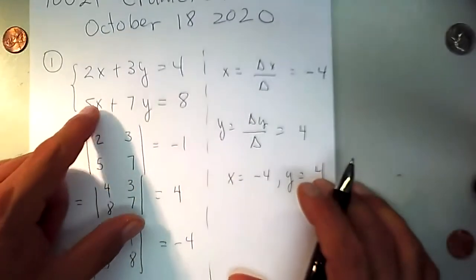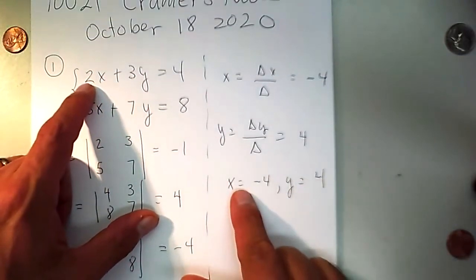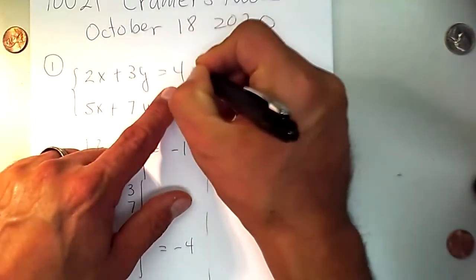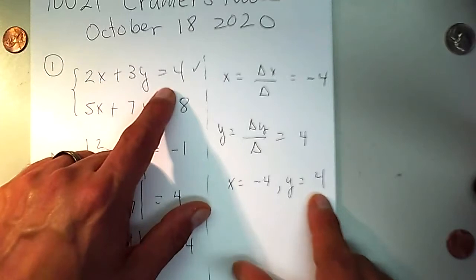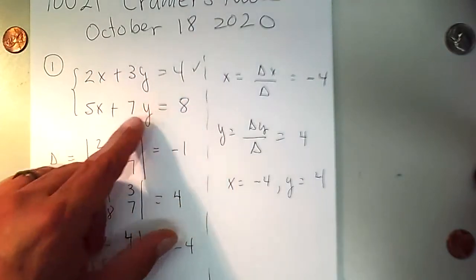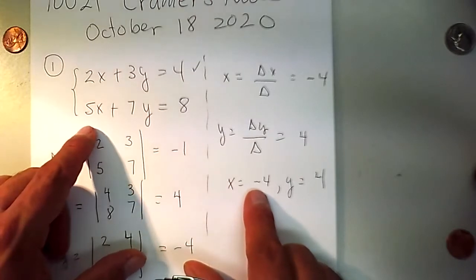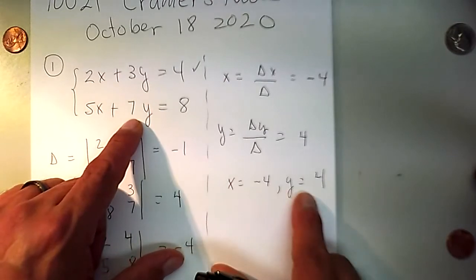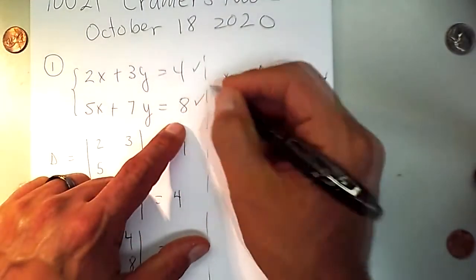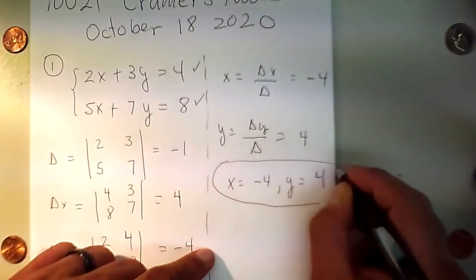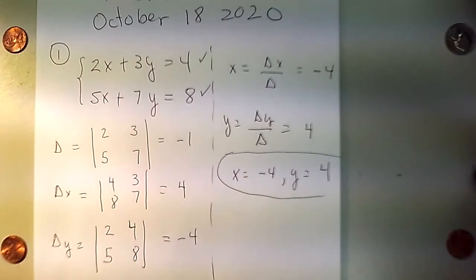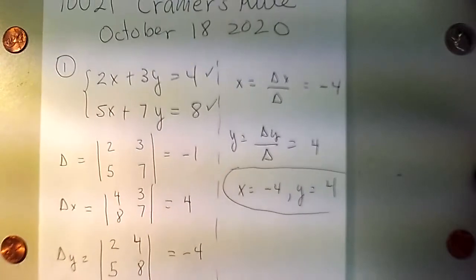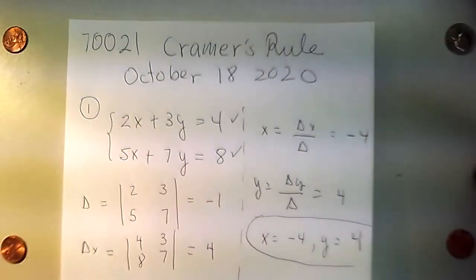Well, let's check. Negative 8 plus 12 is 4, so that checks. This solution checks on the first equation, but we should check the second equation as well. Negative 20 plus 28, 8, yep, that checks. So indeed, that is the solution. All right. If I ask you to solve a system of equations using Cramer's rule, please make sure you show all your work, all your determinants.